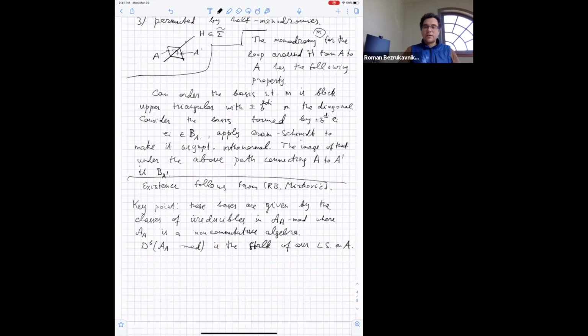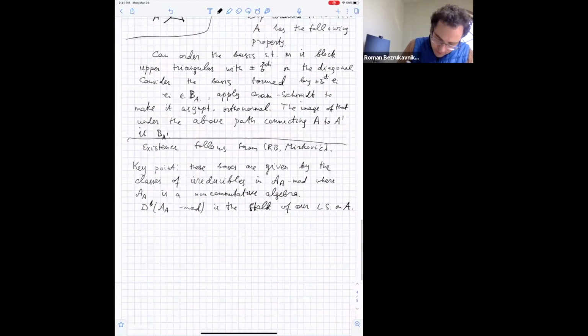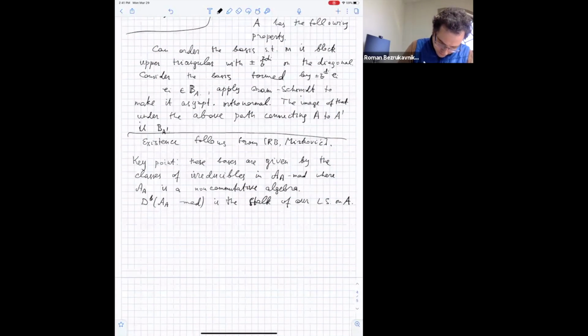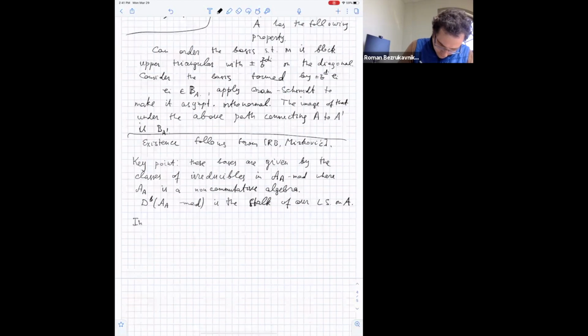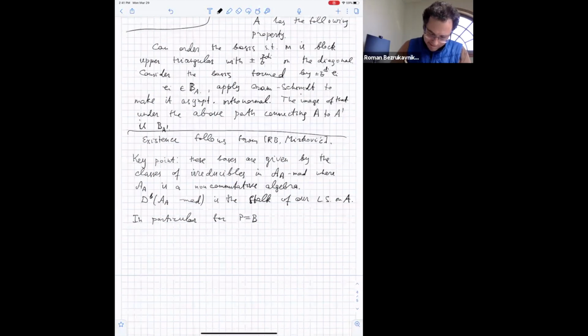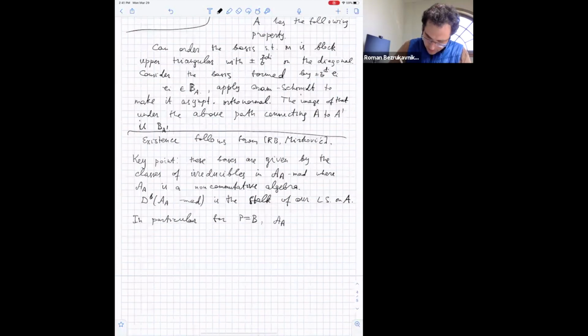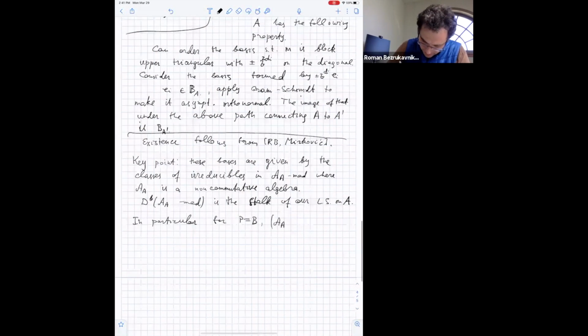On the corresponding alpha A. And in particular, for P equal to B, the central reductions, well, is the characteristic zero lift of the category of modular representations. Well, let's say fixed central character.